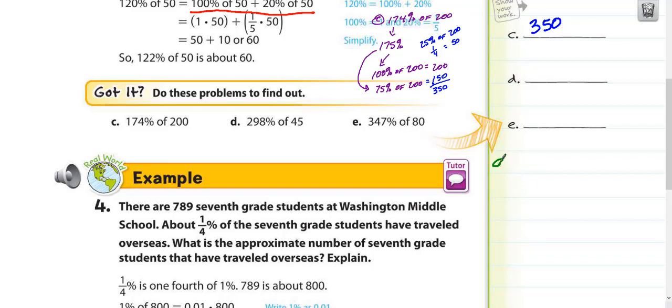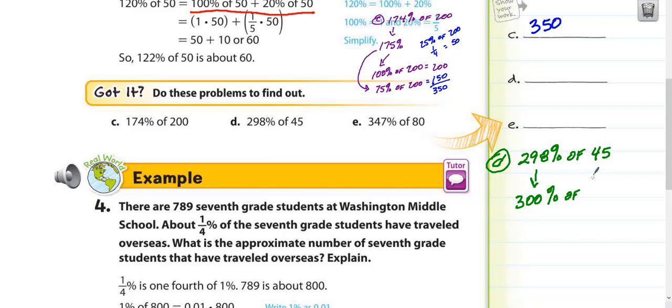So problem D says, what is 298% of 45? I forgot to put my percent sign in. You need that. That percent sign is important. You can't just leave it off. So 298% of 45. Well, we're going to round this to 300% of, and then let's take this amount and let's consider, do we want to round it or do we not want to round it? Is the 45 easy to work with?